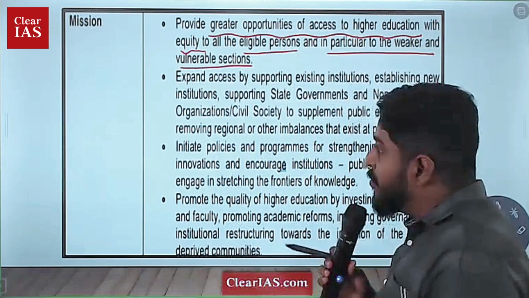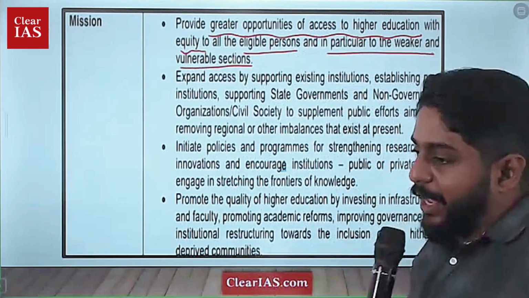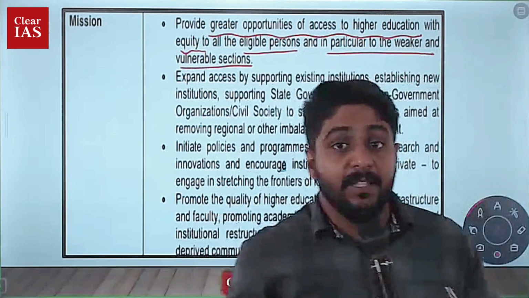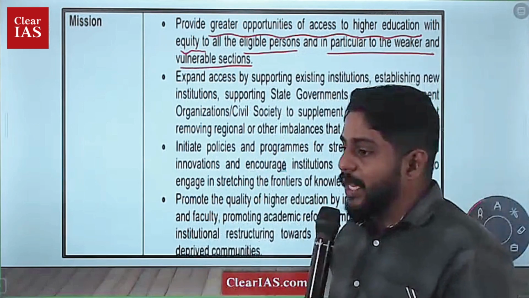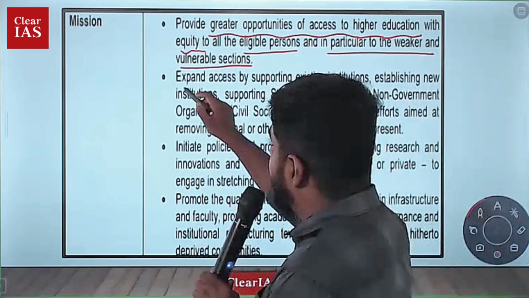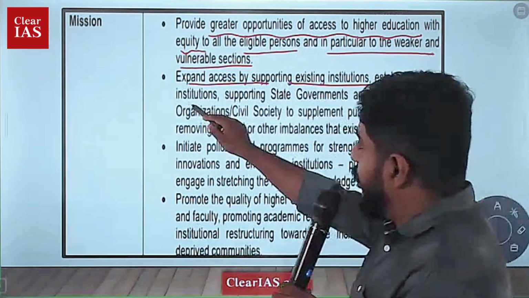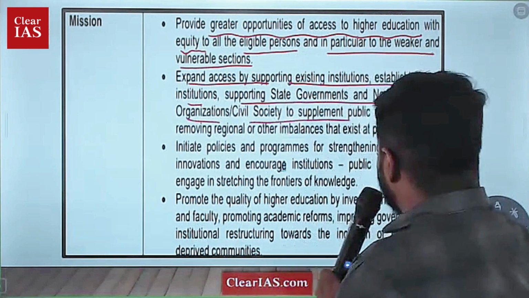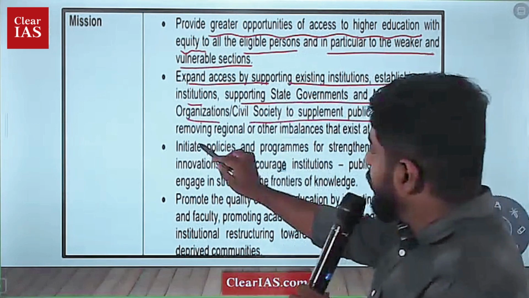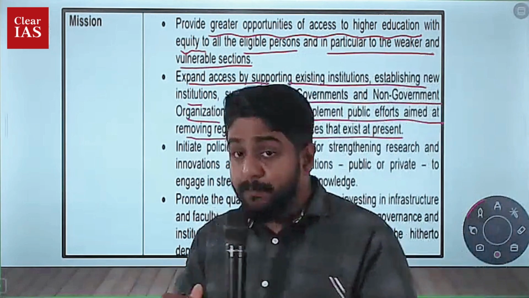We wanted education to be universal in nature, isn't it? At the maximum possible level, the Department of Higher Education should be able to provide access to even higher education. It's not about primary or secondary education, we are speaking about higher education. Expand access by supporting existing institutions, establishing new institutions, supporting state governments, non-government organizations and civil society to supplement public efforts aimed at removing regional imbalances that exist at present.